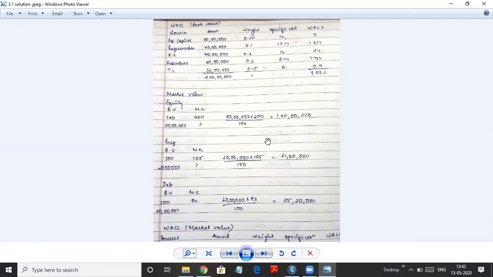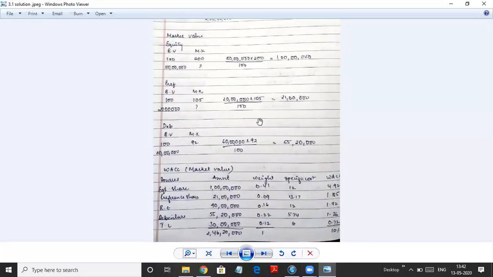Now again for market value weights, we have to find the market value weighted average cost of capital. So we have to find market values. For equity, book value we assume as 100, market value is the selling value which they have given in the question as 200. So if equity book value is 50 lakh in the balance sheet, what would be the market value? If you cross multiply, you get it as 1 crore. Preference book value assume 100, market value they have told it is sold at 105, and in the balance sheet book value is 20 lakhs. So how much would be the market value? It comes to 21 lakhs.